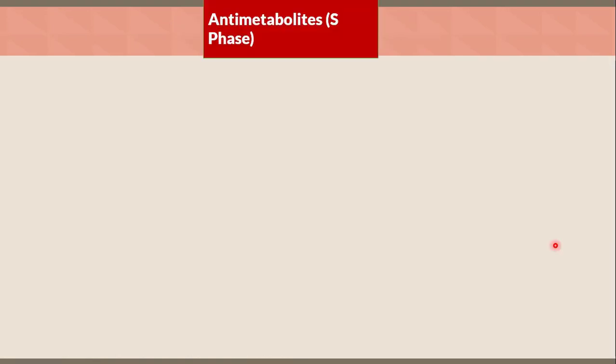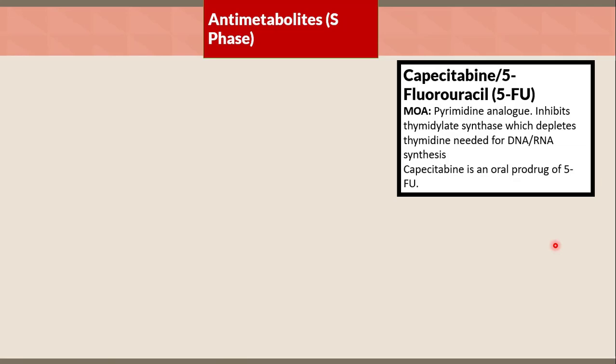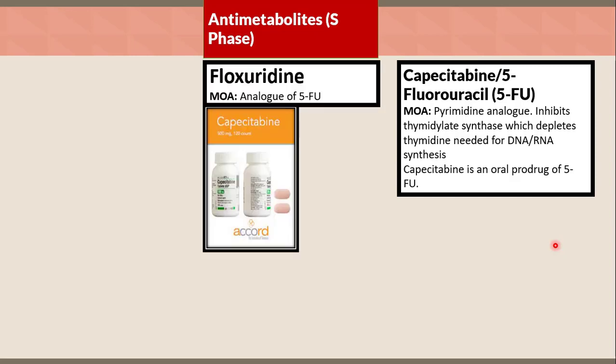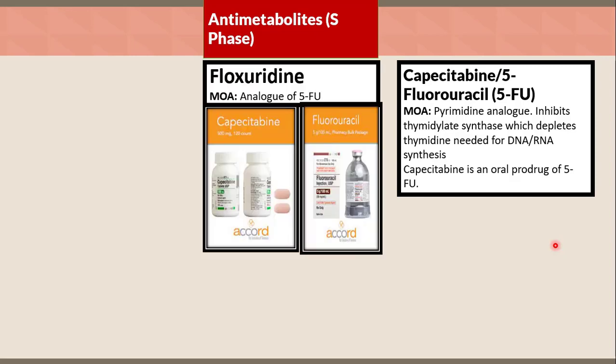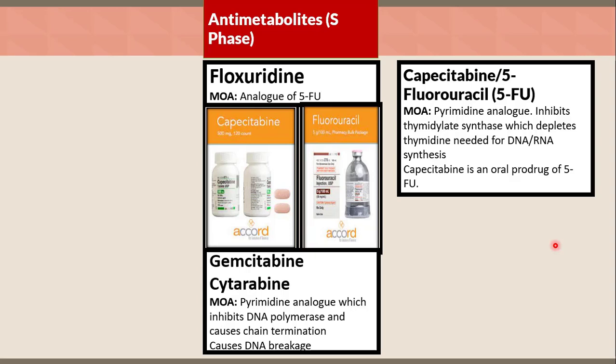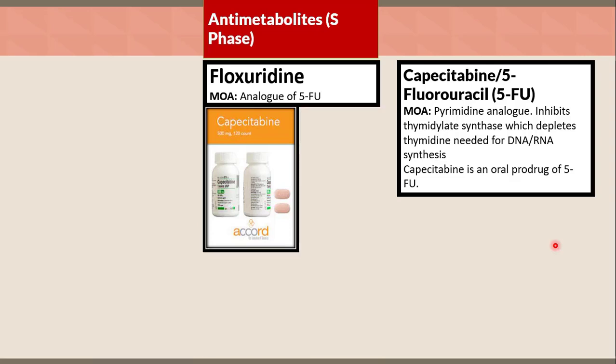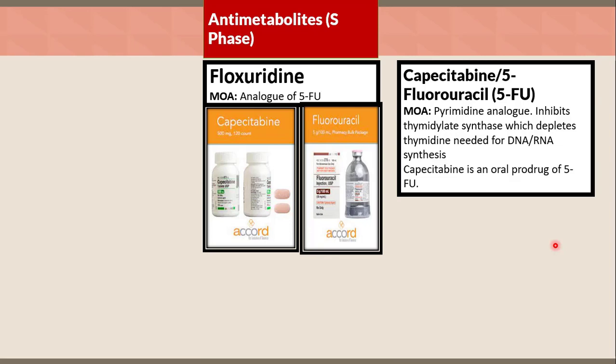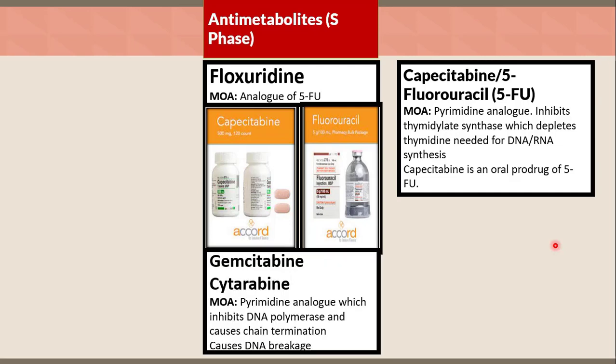Antimetabolites, S-phase. Capecitabine, fluorouracil. Mechanism of action: pyrimidine analog, inhibits thymidylate synthase, which depletes thymidine needed for DNA and RNA synthesis. Capecitabine is an oral prodrug of 5-FU. Floxuridine, analog of 5-fluorouracil. Gemcitabine and cytarabine.